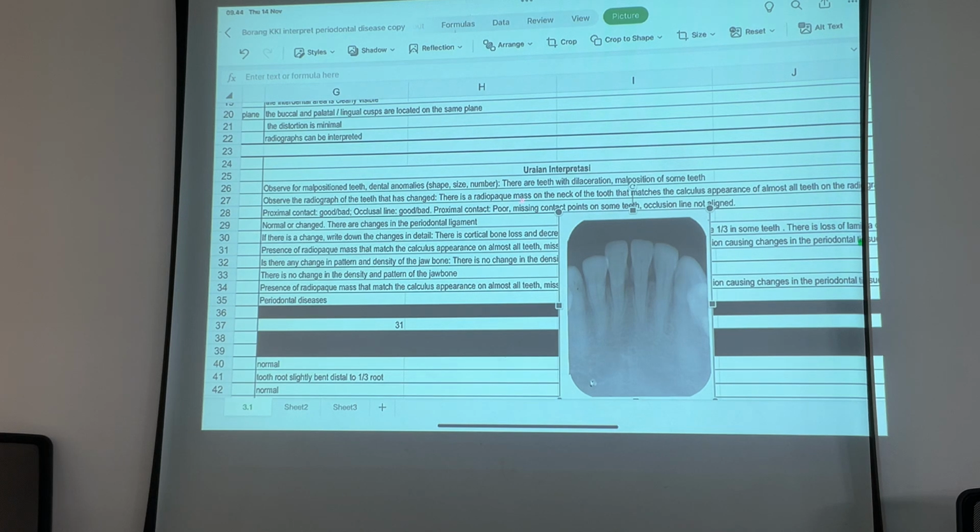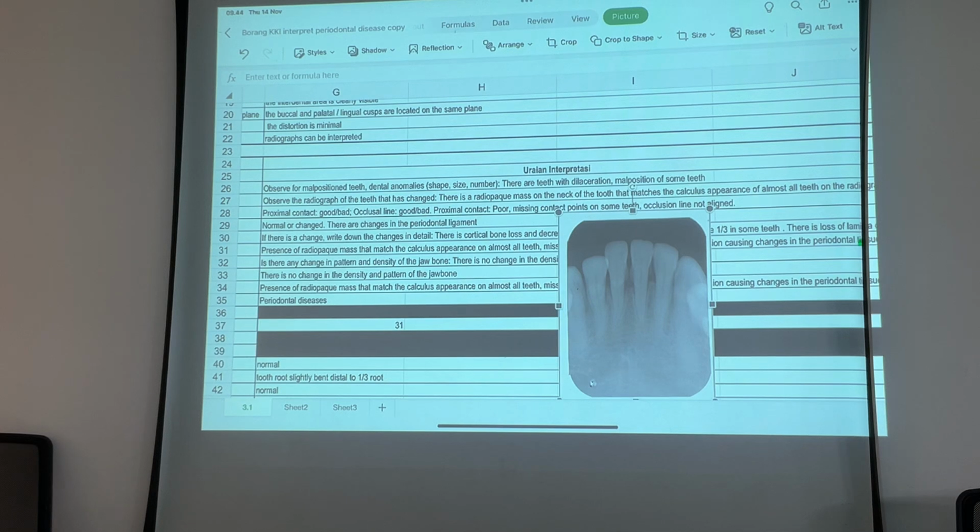There is a radiopaque mass. This is the plaque and calculus. There is a radiopaque mass on the neck of the tooth that matches the calculus appearance of almost all teeth on the radiographs. You can write like this. Okay. Because this is the interpretation of periodontal condition, usually you can see the calculus.